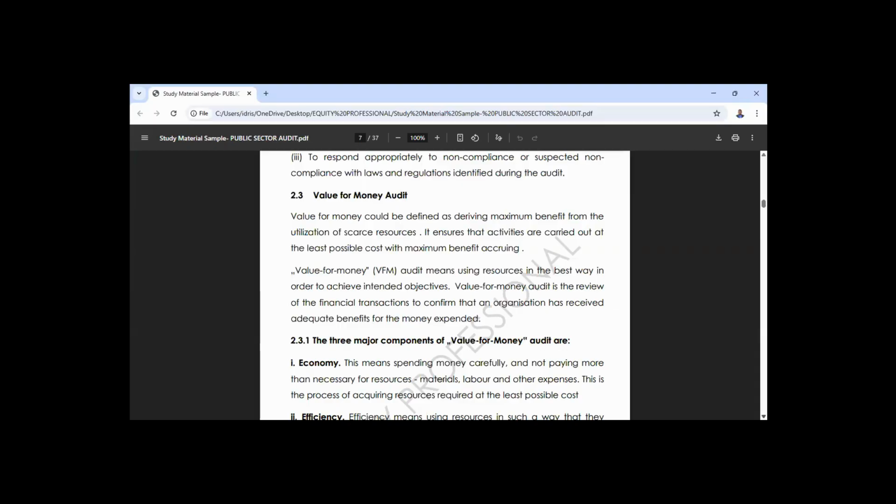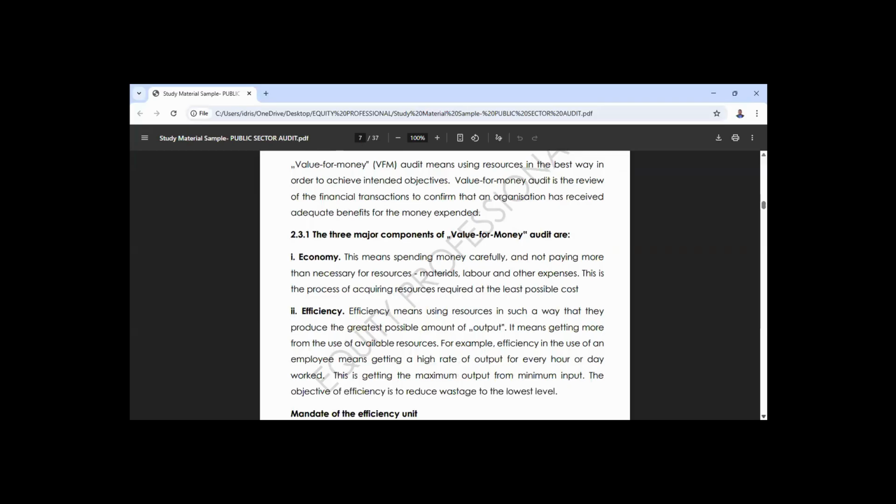Now, what is economy? Economy has to do with government spending. That means when government spends money, the benefits from spending the money should outweigh the expenses. Do you understand? So economy simply means the process of acquiring government resources at the least possible cost. That is economy. Which one gives us the lowest cost? We are talking of economy.